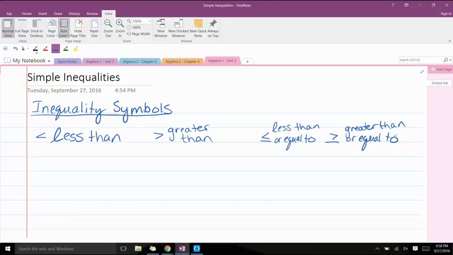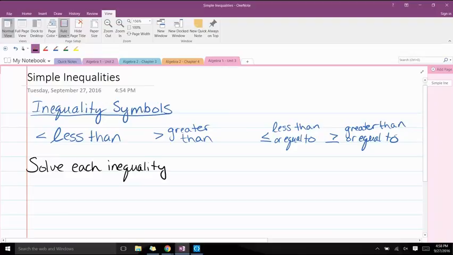So for each example, we are going to solve each inequality and graph its solution. Now, what I should have started off with is talking about why it's called an inequality versus an equation. Well, in an equation, things are equal, hence the equal in the equation. We have 2 sides equal. And then in an inequality, you have things that are unequal, right? Something's less than or greater than, less than or equal to, greater than or equal to.